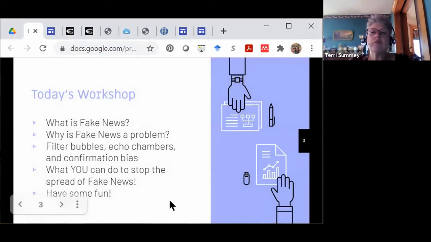So today's workshop, we're going to talk about the definition of fake news. We're going to talk about why fake news is a problem. We're going to look at the issues of filter bubbles, echo chambers, and confirmation bias. And then we're going to end with what you can do to stop the spread of fake news, because it's up to you. And hopefully along the way, we can maybe have a little bit of fun.